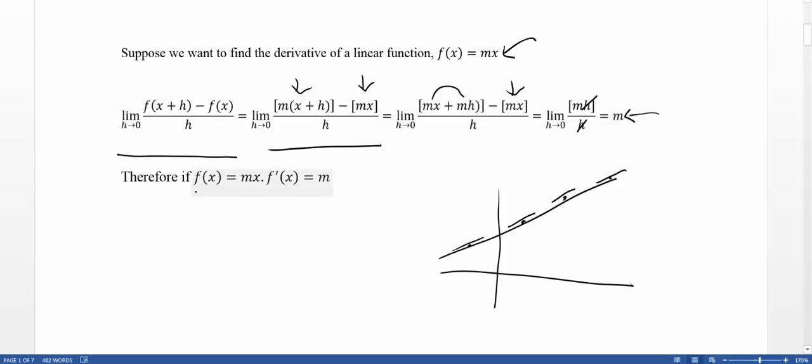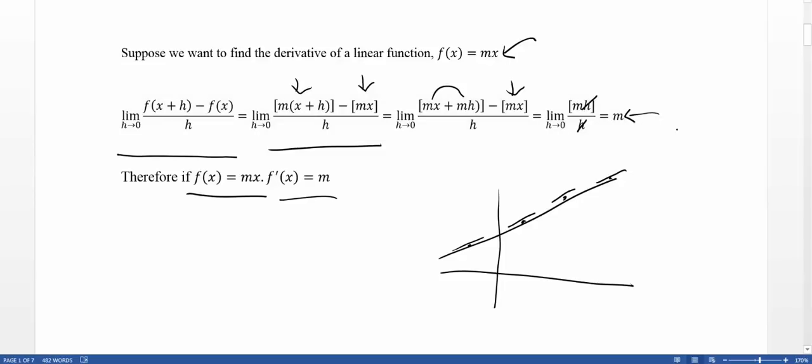Since there's no h's left, that just equals m. So what that tells me is that if I have a function that's m times x, the derivative is just that m. And remember, m is just a constant. It's the number that represents the slope of the line. So now we have two new statements from our definition to add to the two that we'd previously looked at.